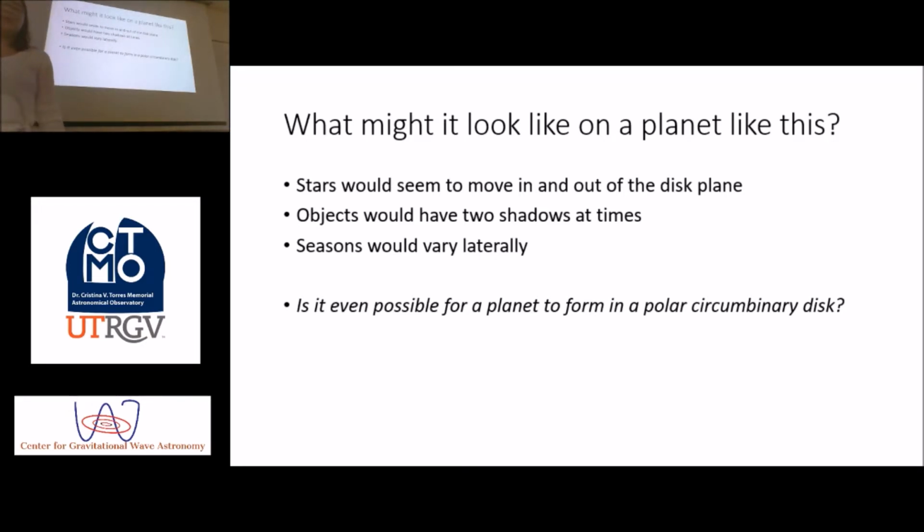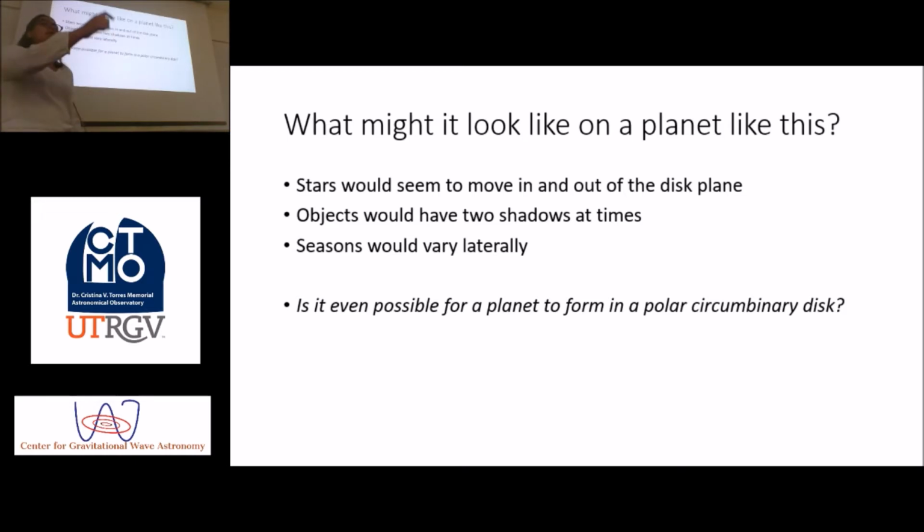Objects would have two shadows at the same time, and so the first image that comes to mind is that Star Wars image of the two stars in the back, and so I'm thinking about whether or not they were accurate when they did the shadows in the movie. No, right? Okay.